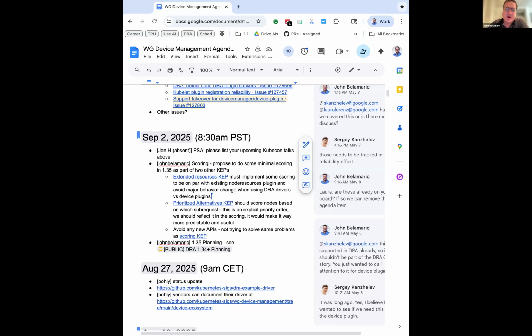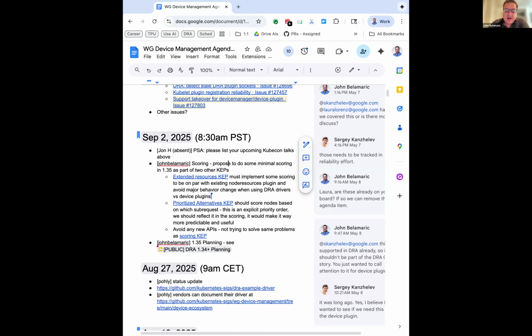So we are proposing that as part of that KEP, we implement some simple scoring for the dynamic resources plugin in order to maintain that existing node resources behavior. We do not propose to try to implement the very sophisticated KEP around scoring. Instead, just something with no real user input beyond whatever's available today in the existing node resources one.